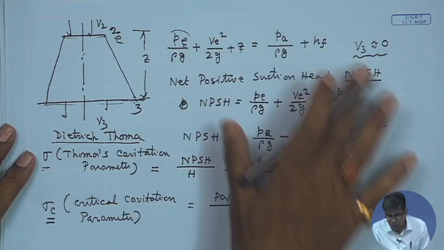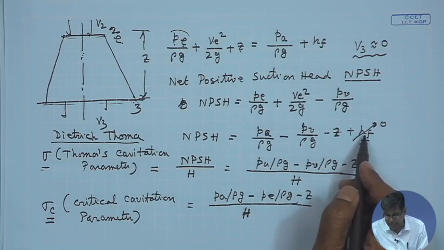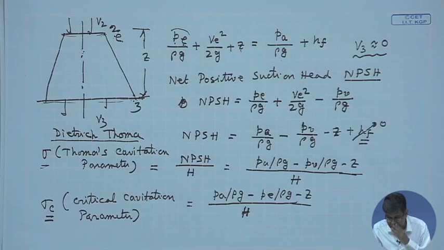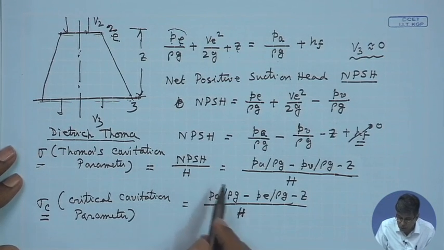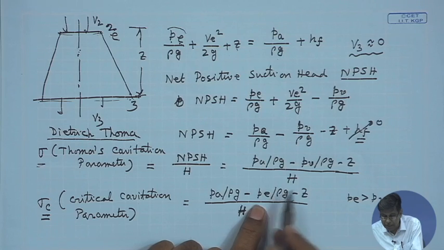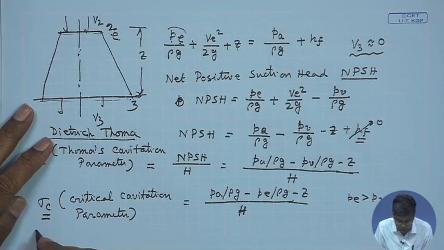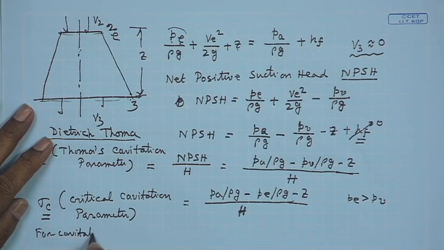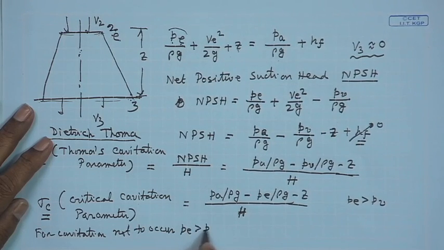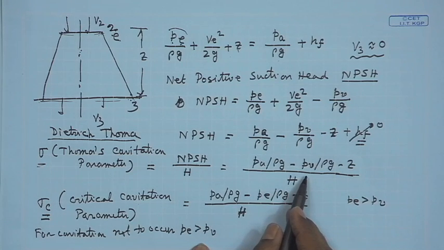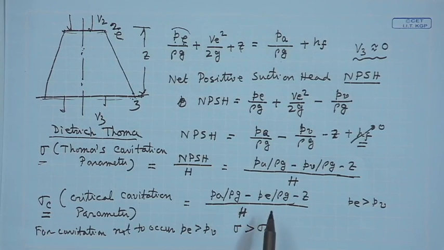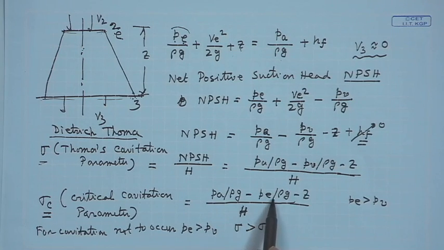Now, up to this, you are following the deductions mechanically. Here we have neglected H F, which is very small, but you can include H F, it does not matter much. So, this is the Thoma cavitation parameter, and this is the critical one. Now, it is obvious that for cavitation not to occur, P E has to be greater than P V, where P V is the vapor pressure at the working temperature. In that case, the Thoma cavitation parameter will be greater than the critical cavitation parameter, because P V is less than P.